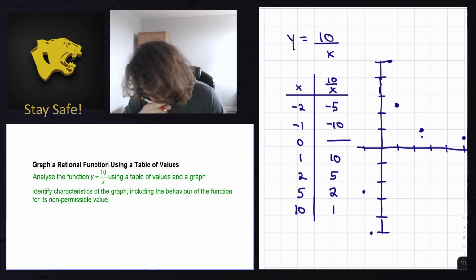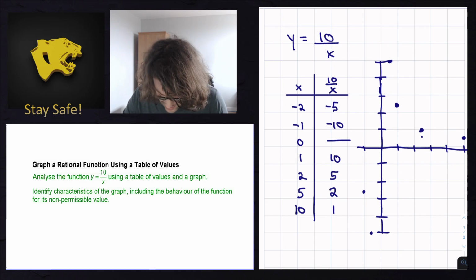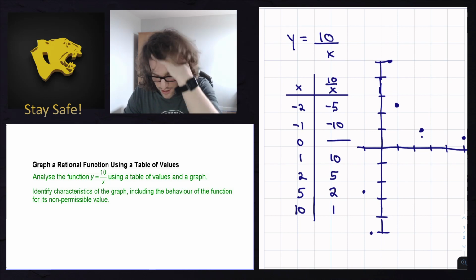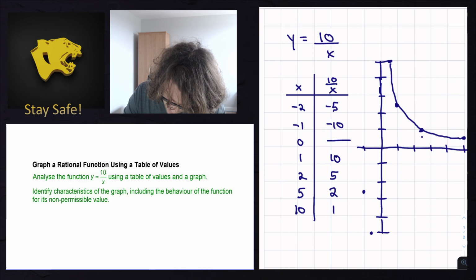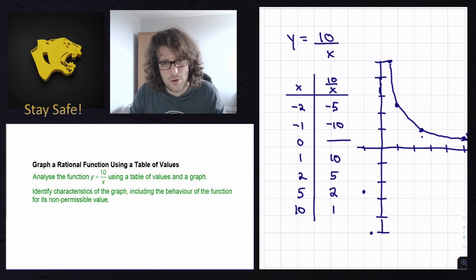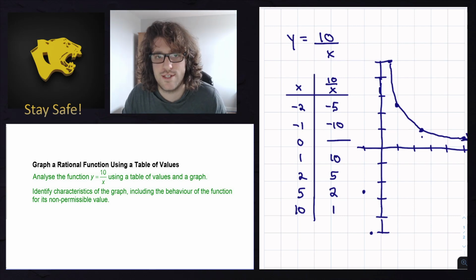Now, if I were to notice trends, as I go out from 0, so like 1, 2, 5, 10 as my x values, I notice that 10 over x is going to get smaller because x is getting larger and it's 10 divided by x. So these values just kind of keep getting smaller and smaller and smaller, and they'll continue to get smaller and it will approach 0. Actually, we have ways to describe that.